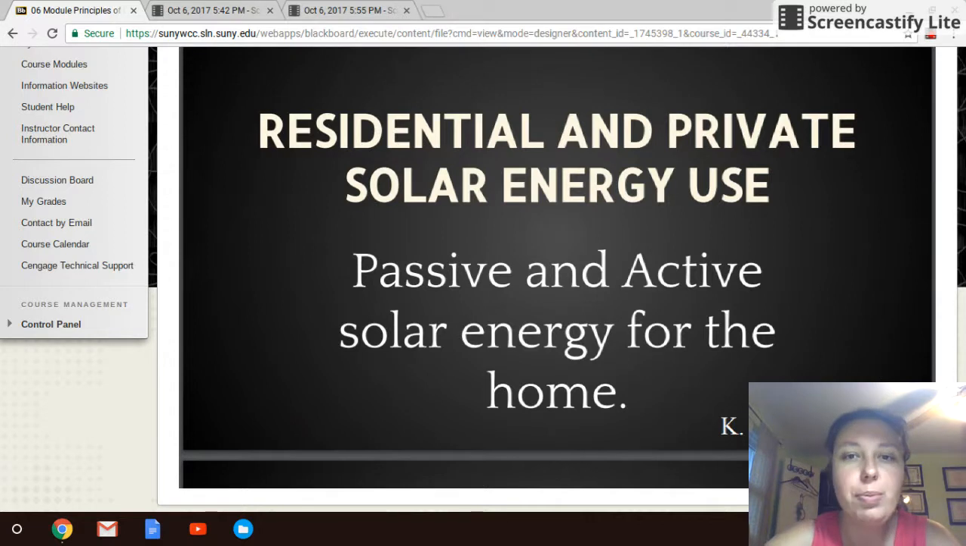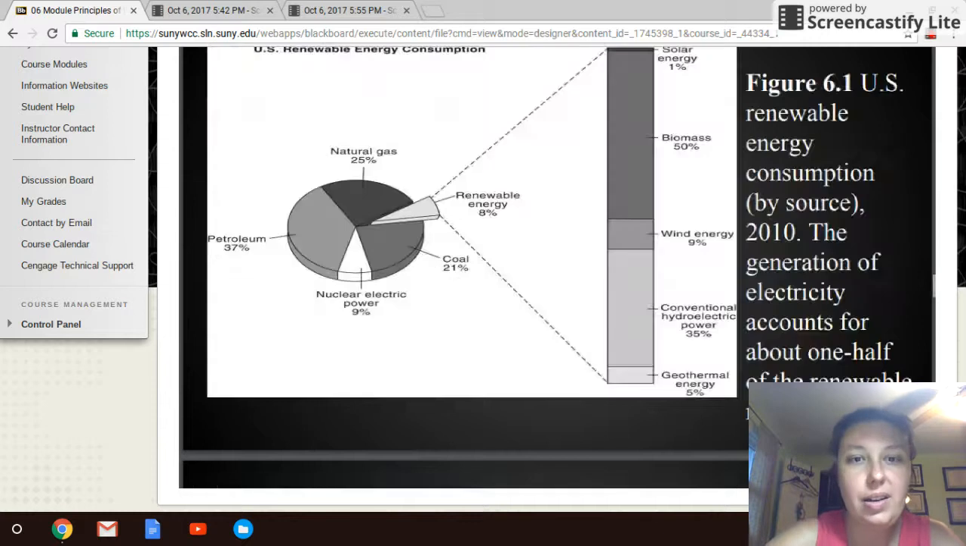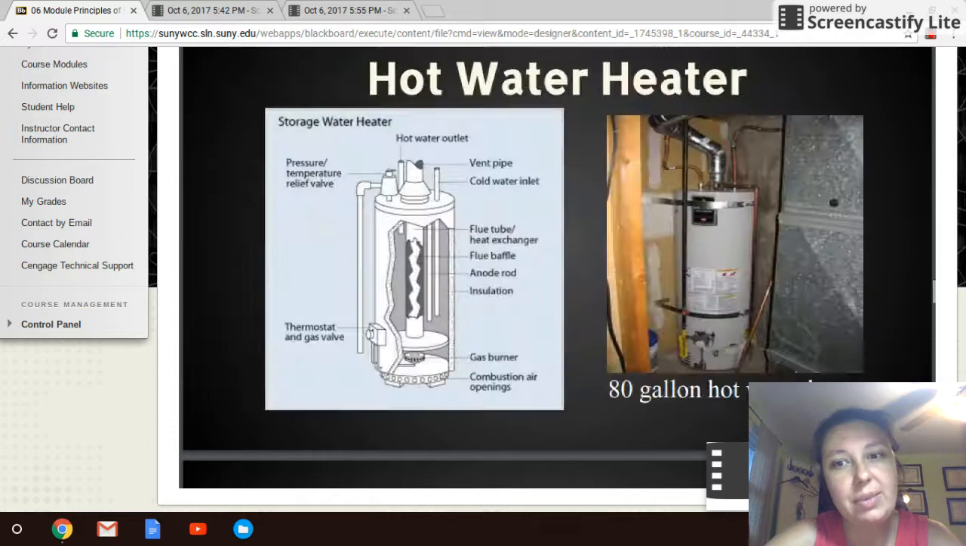So residential private use solar energy, passive and active systems. Just a little bit just talking about the book, chapter 6, radiant energy. Once again, just looking at different text and materials, which brings us to hot water heater systems. So before I go, if you have not seen your hot water heater in your home, please go find it, and I will pick you up with a part 3, or is this part 4? Part 4 on our system. But know what your hot water heating system looks like.